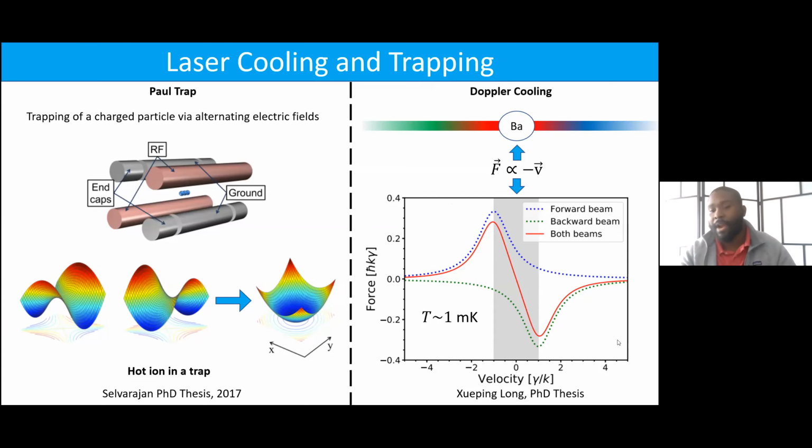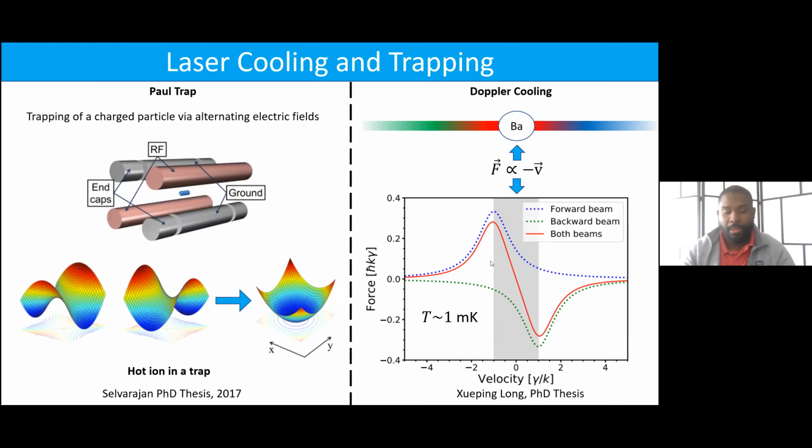And so there's a nice graph here which shows the force as a function of the velocity. And there's this gray region, which is the capture range, where should your atom start with some velocity in here, you have this condition, the force is proportional to minus velocity, you can cool them.